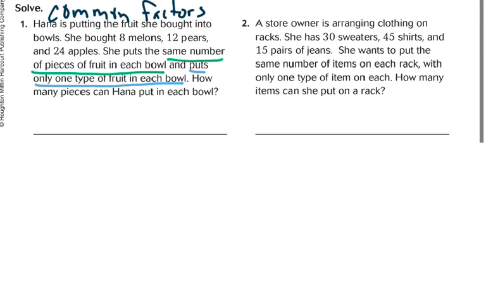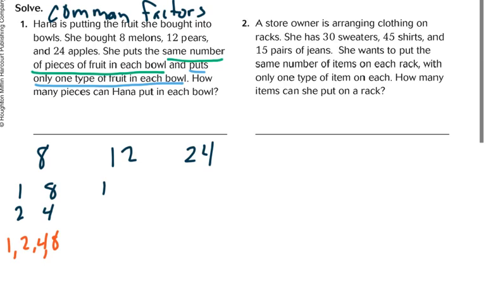Okay, so we have to find all of our factors of 8, all of our factors of 12, all of our factors of 24, and then figure out what they have in common. So let's do that now. 8, we have 1 and 8, 2 and 4. Those are all of our factors, so 1, 2, 4, and 8.